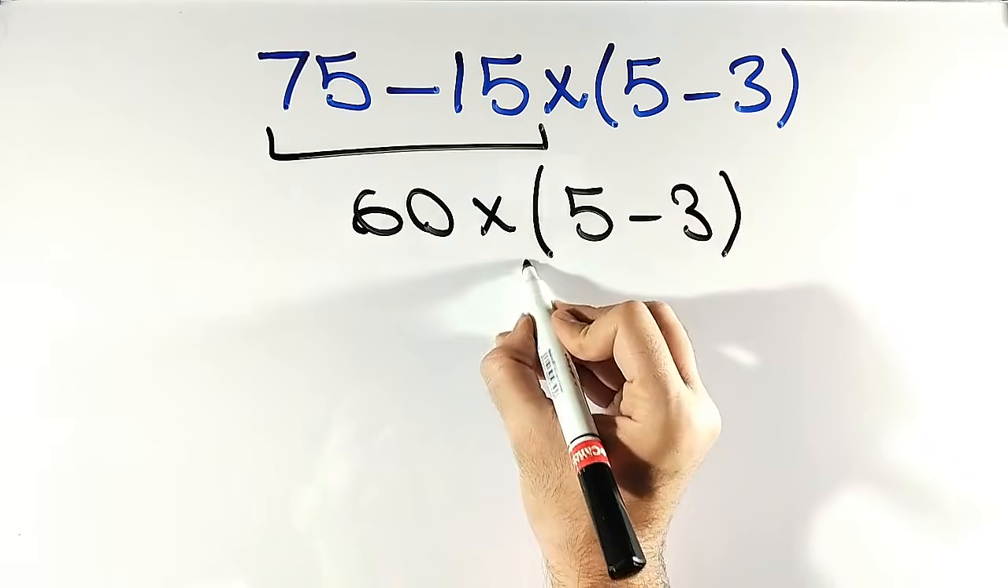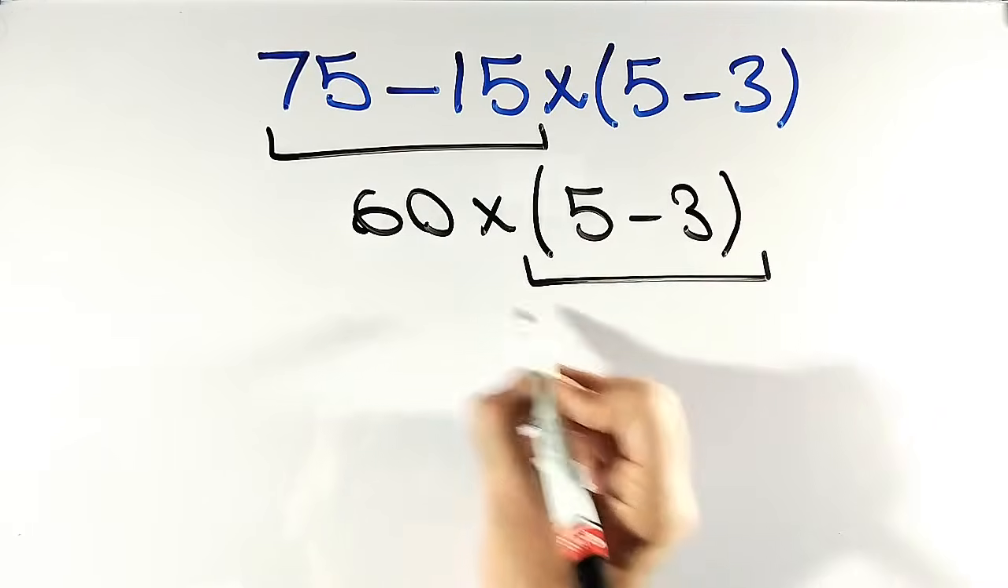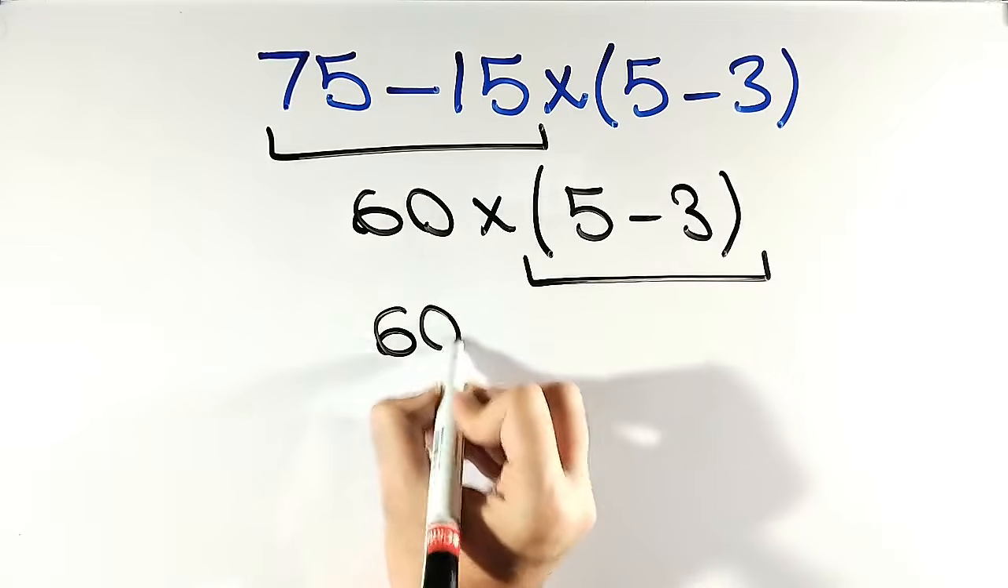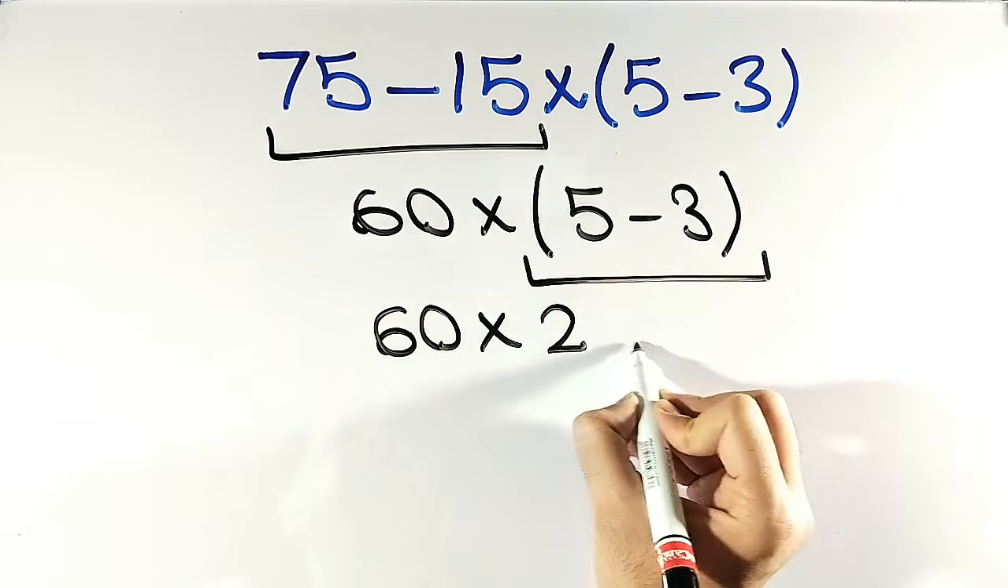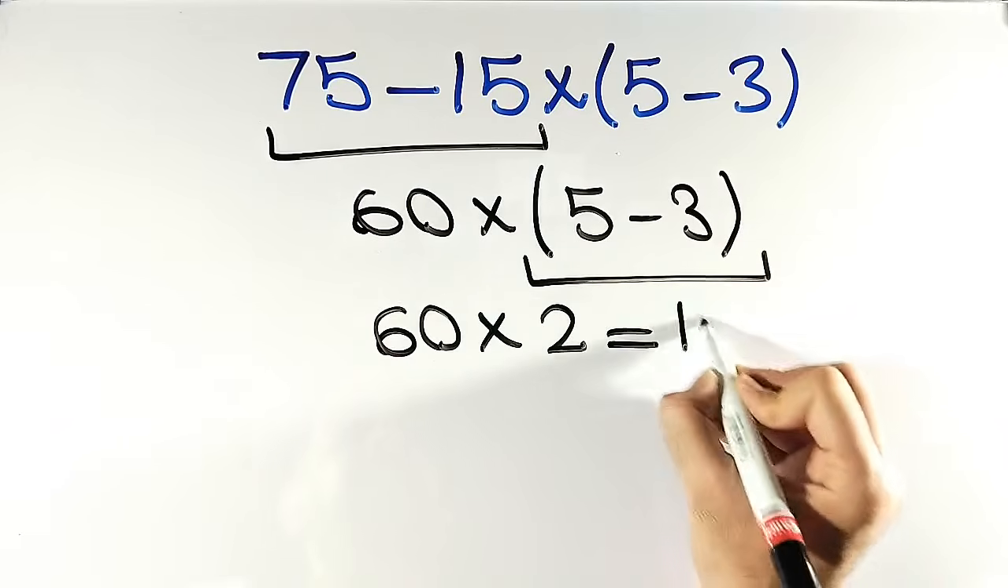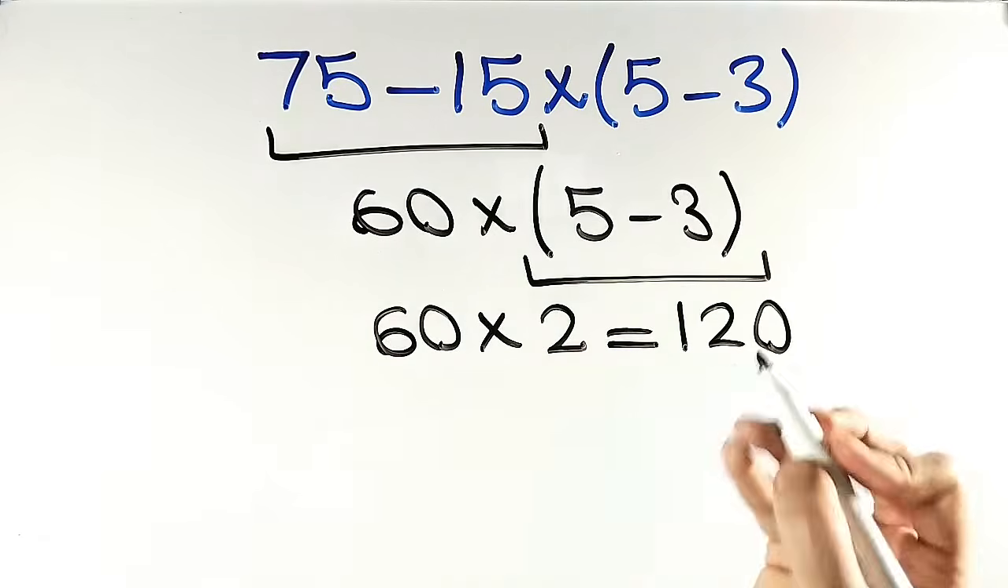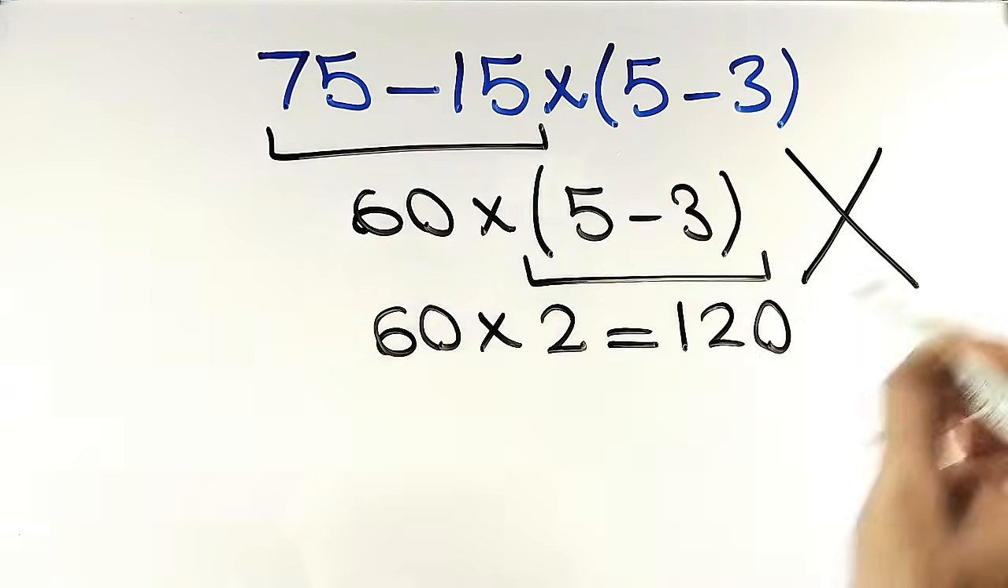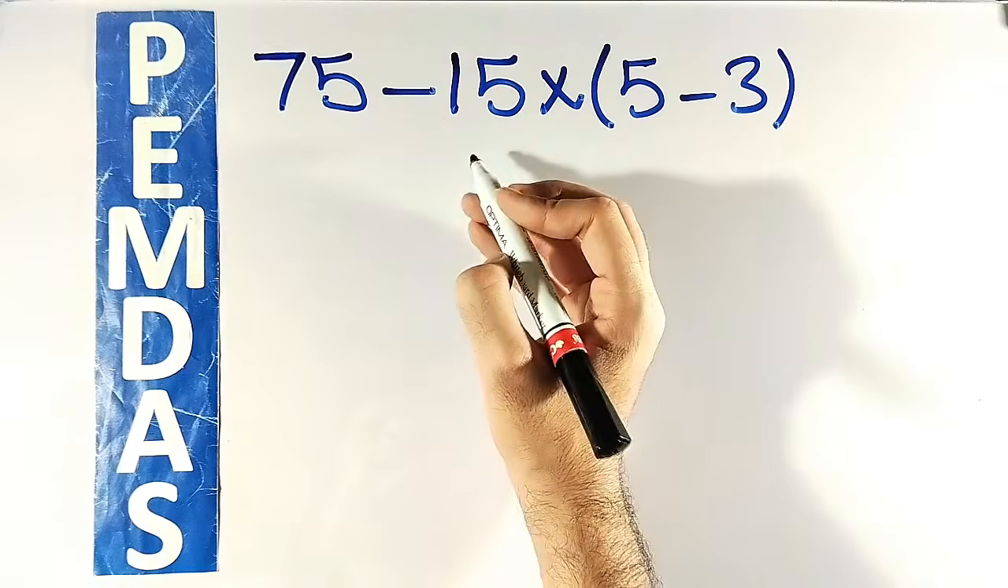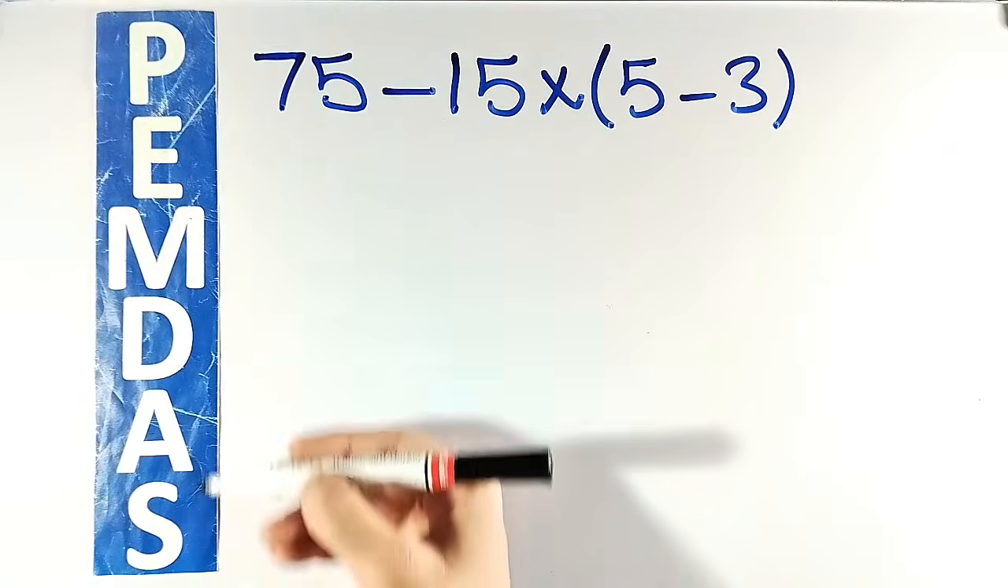And the next step, they go to the expression inside the parenthesis and write this expression as 60 multiplied by 2, which finally gives them the answer 120. But this answer is completely wrong. To solve this question, we must follow a rule that is called PEMDAS.